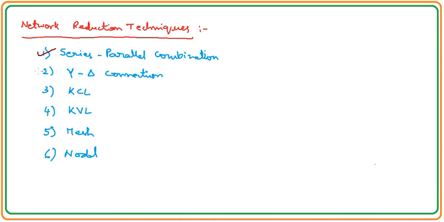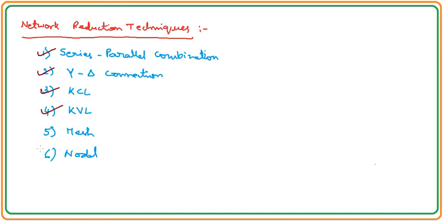delta to star connection. And suppose if some currents have been given and he has asked for another current, then we need to go ahead with Kirchhoff's current law. For example, if some voltage has been given and he asked for another voltage, then we need to use Kirchhoff's voltage law. Maybe some circuit has been given and something may be asked, maybe current passing through one resistor or voltage across the resistor or power dissipated by the resistor.